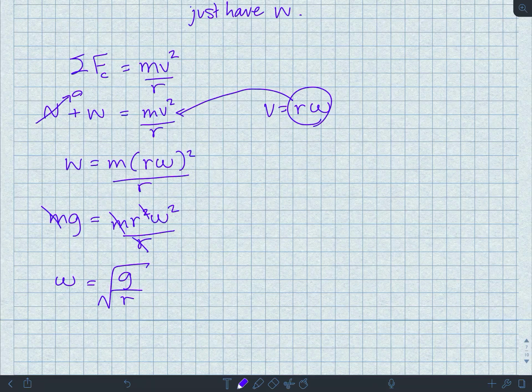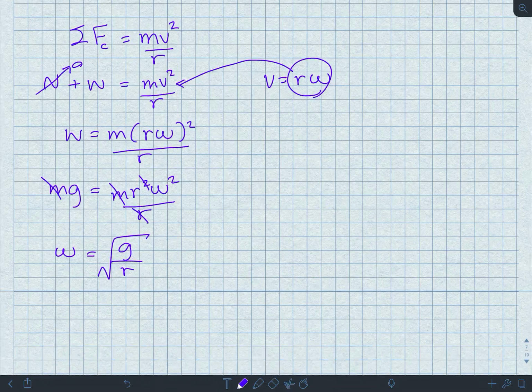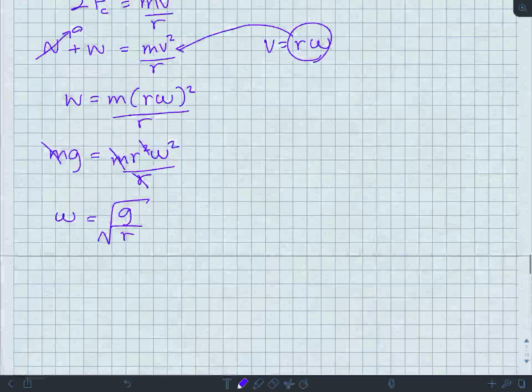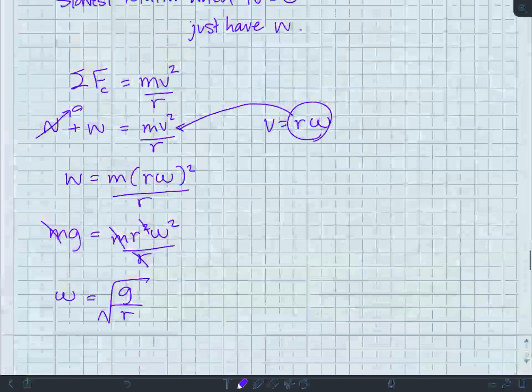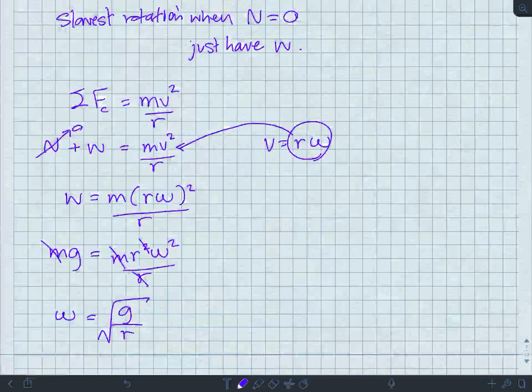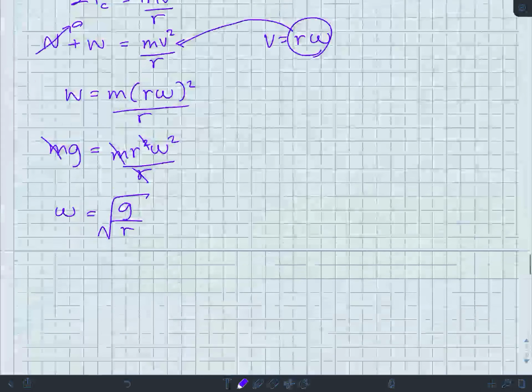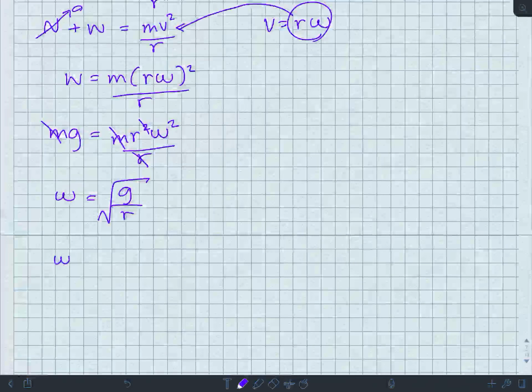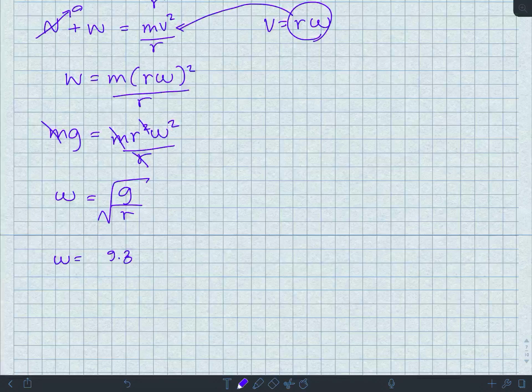Look how nice that expression came out. Notice that the only thing we really need to know here is the radius of the circle. We don't even need to know what the mass of the water is. It's irrelevant. Yay. So let's figure out what this is. Let's pop in some numbers.